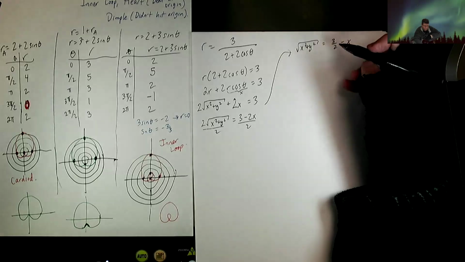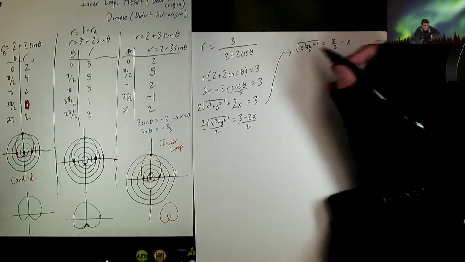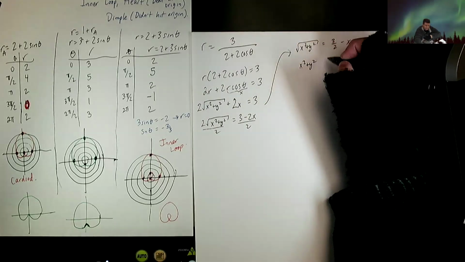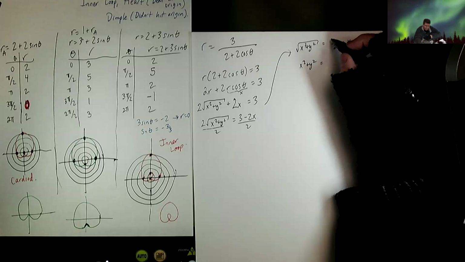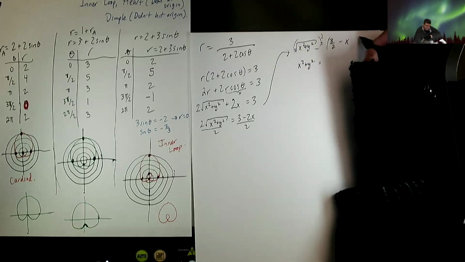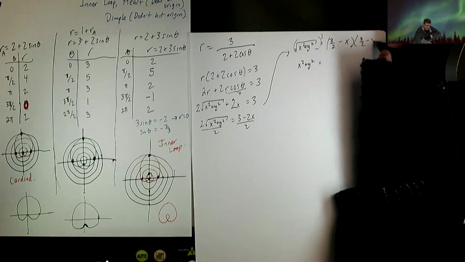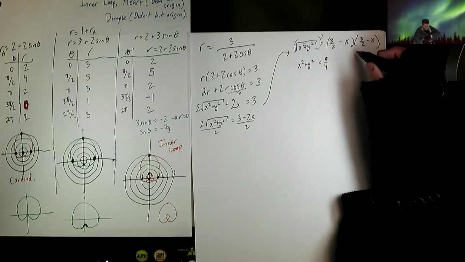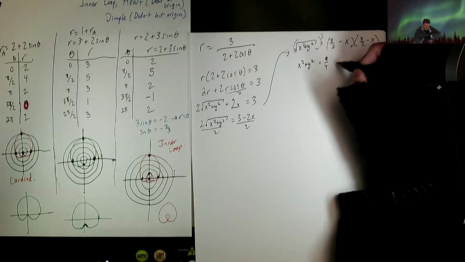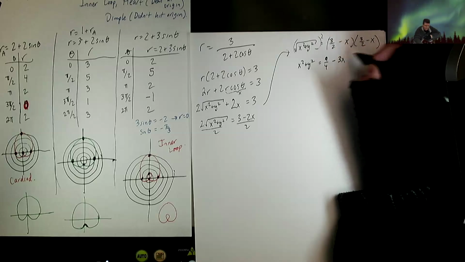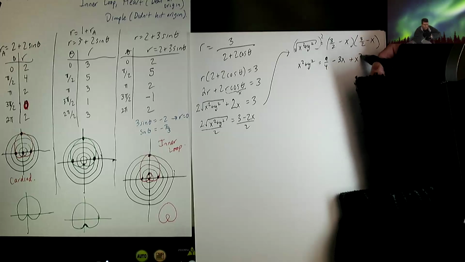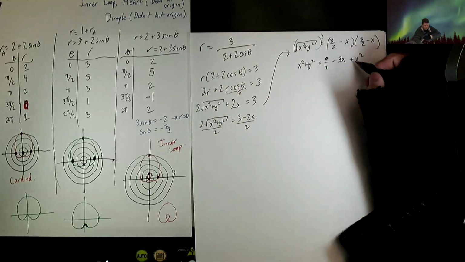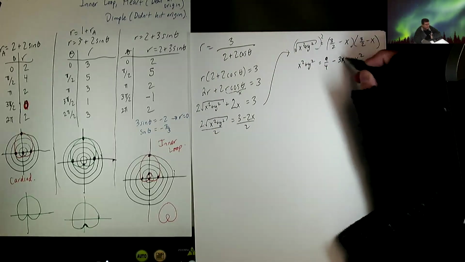Probably would have been easier to square earlier, before I got a fraction. When I square both sides of this, let's see, I'm going to have a 9/4, a minus 3/2 x, and another minus 3/2 x, which makes a minus 3x, and then plus x squared. Right? That look about right?